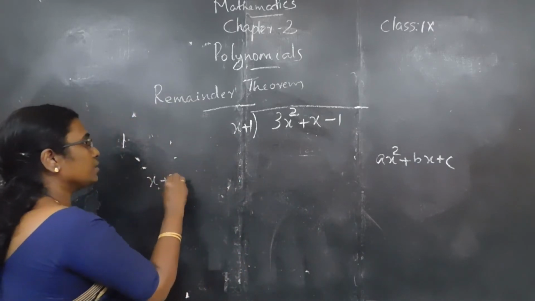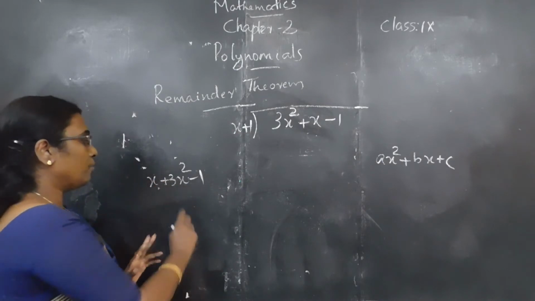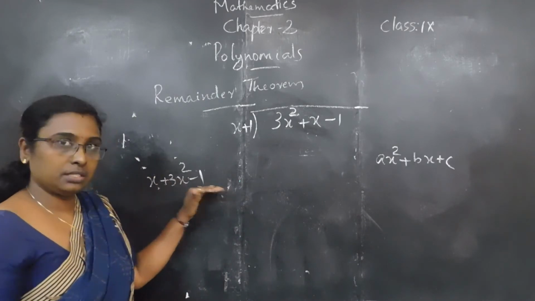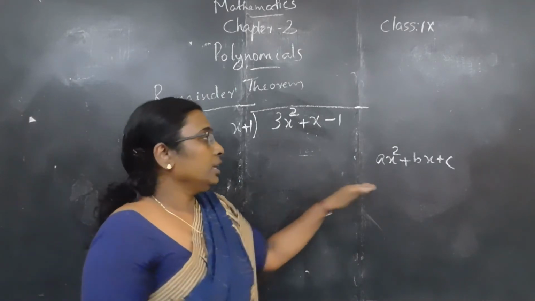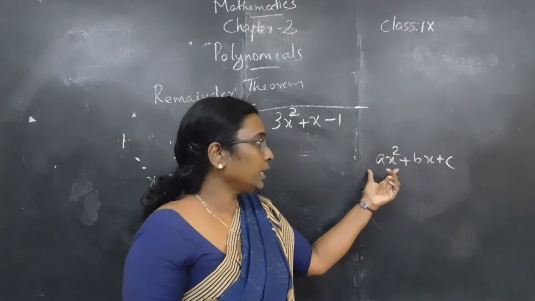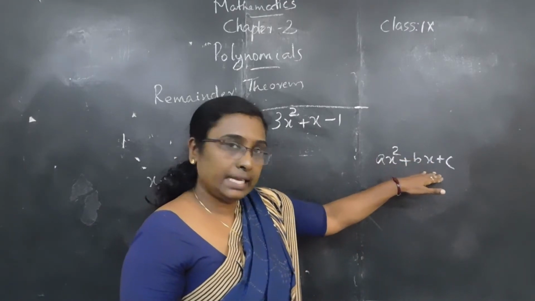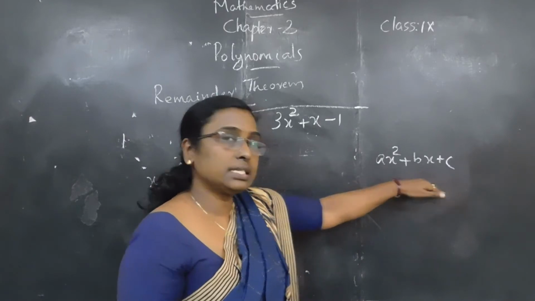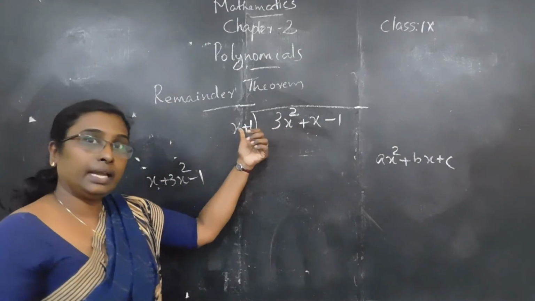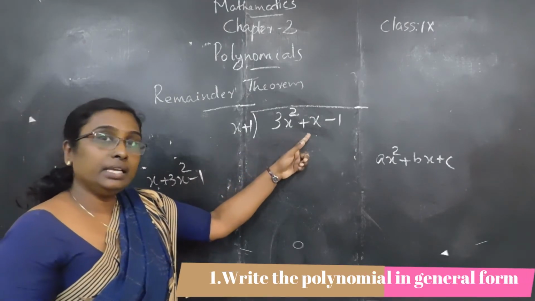If the polynomial is in the form x + 3x² - 1, this is not in the general form. In the general form, write the x² term first, then the x term, then the constant, in case of a quadratic polynomial. In case of a cubic polynomial, the first term must be of degree 3, the second term degree 2, the third term x, and the last term a constant. This is the general form. So, the first step in order to divide a polynomial by another polynomial is to write the polynomial in general form.